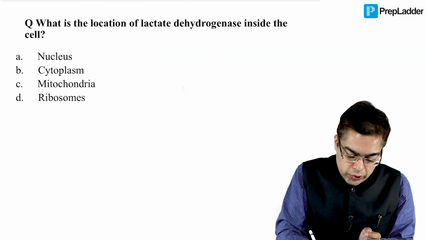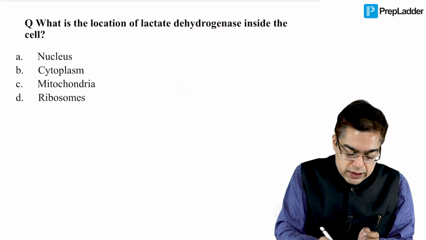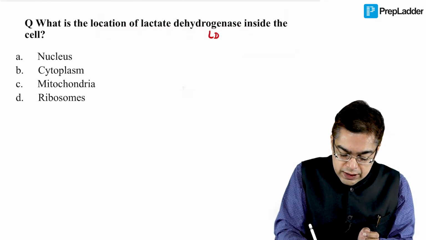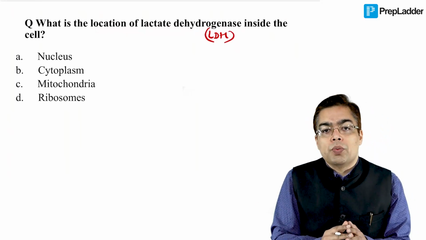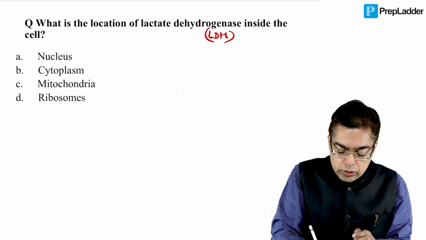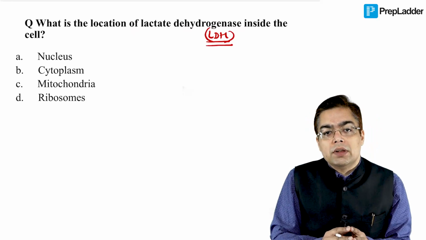Looking at the next question, we need to be familiar with the question which talks about what is the location of the lactate dehydrogenase enzyme present inside the cell. Now that was an example of a question which is almost an indirect repeat of what they had given you in the August 2020 exam. We had a discussion about the fact that the lactate dehydrogenase enzyme is an example of an intracellular enzyme.